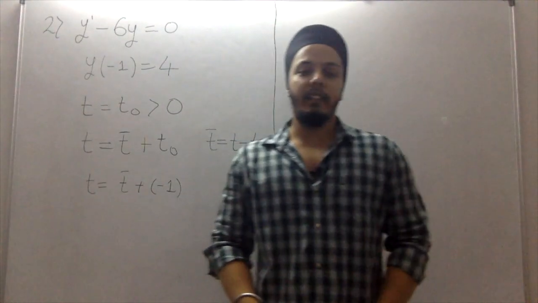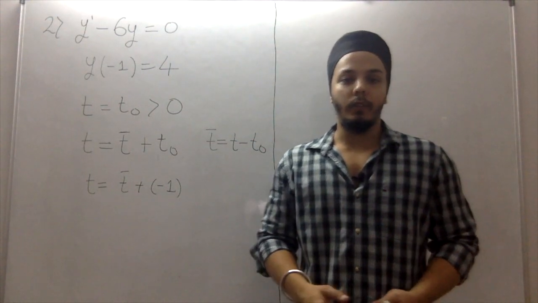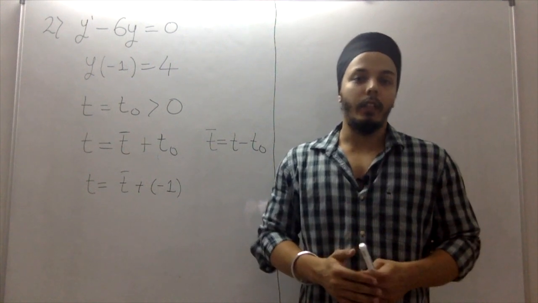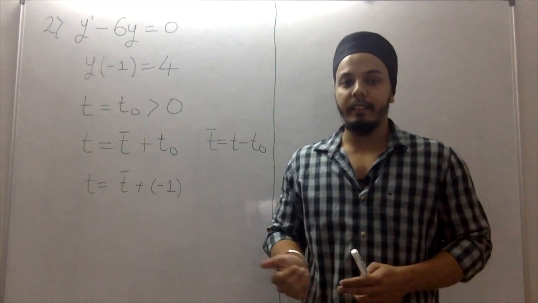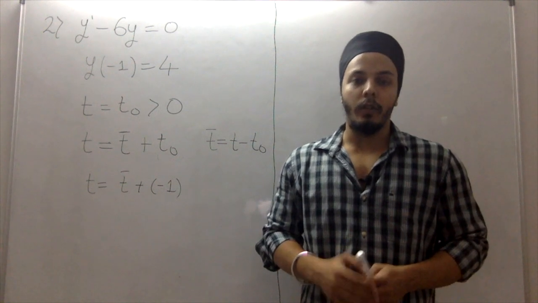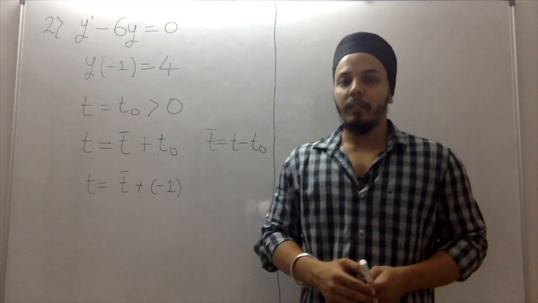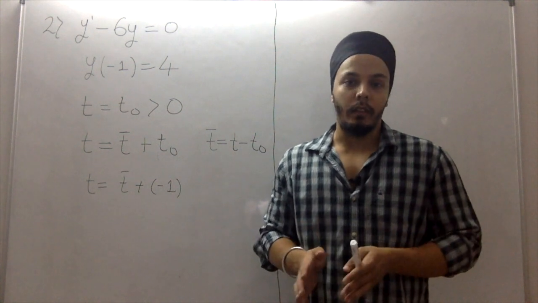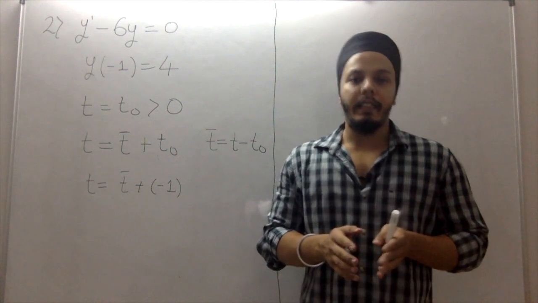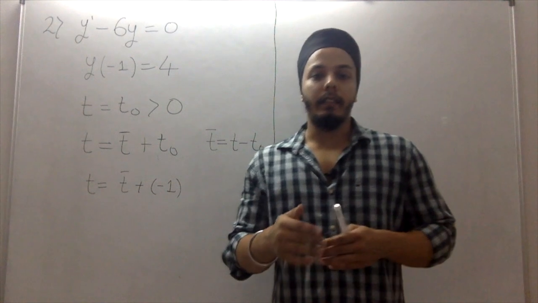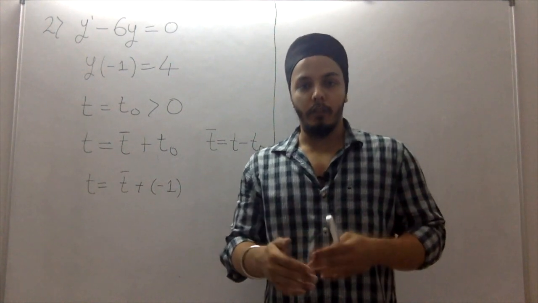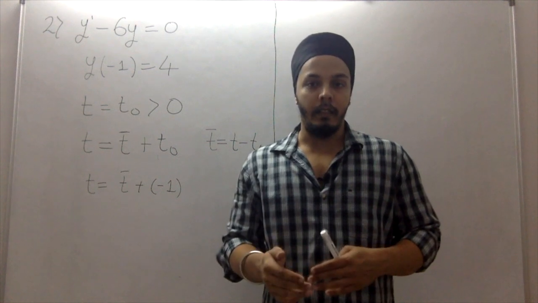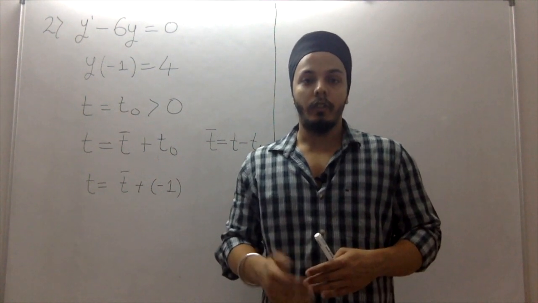So in the previous examples, we solved the questions where the initial conditions were given at 0. Now in this question, our initial condition is given at -1. So how do we approach this problem? In this problem, we consider that t is equal to some t bar plus t naught. We take t bar as a step ahead, solve for t bar, and then replace t bar with t again after we have got the solution. So let us solve this question.